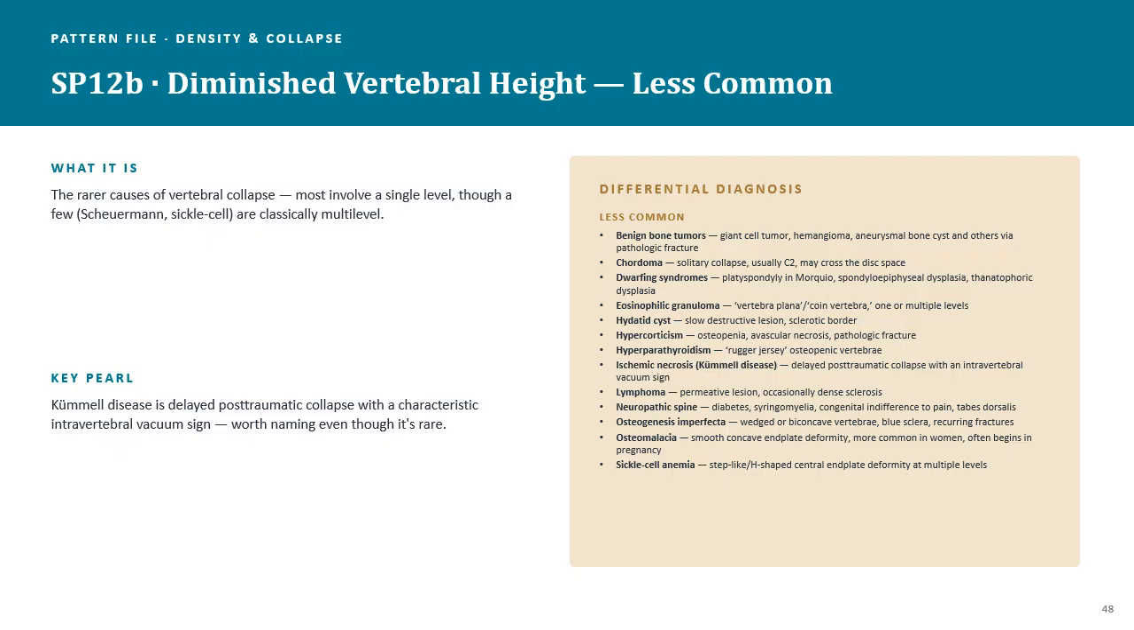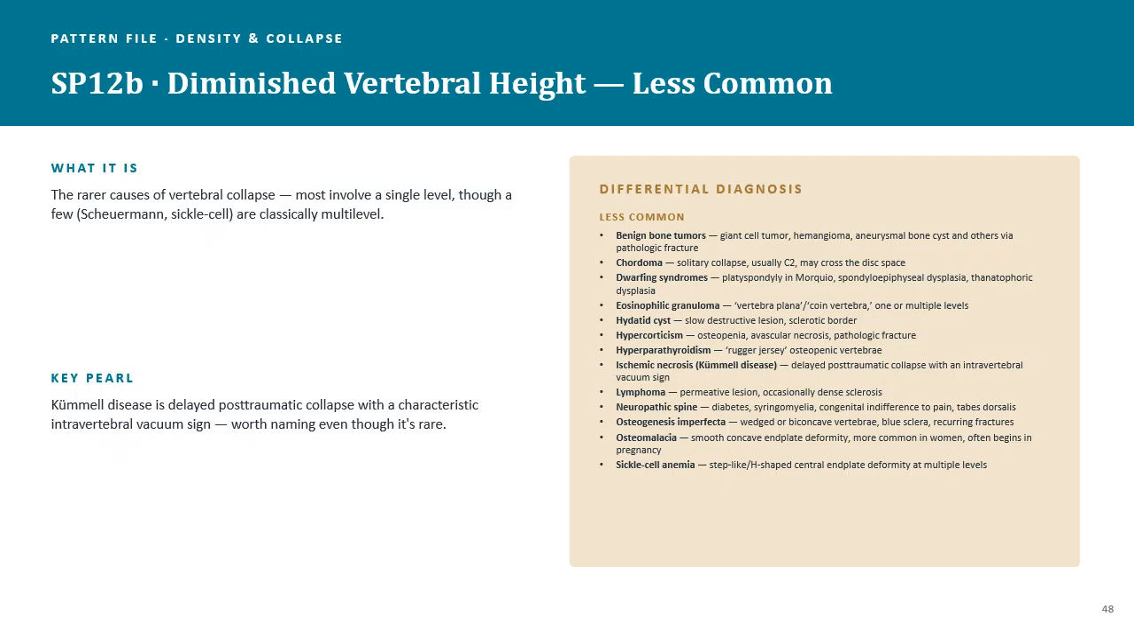Again, we're not trying to memorize all of these. Another one is Kummell disease. With Kummell disease, this is more of a delayed vertebral collapse after the patient has some sort of injury. With that trauma, you'll eventually see the vertebrae start to collapse. When imaging that one, one of the clues the radiologist looks for is a vacuum sign inside the vertebrae, meaning they can actually see gas within that collapsed vertebra.